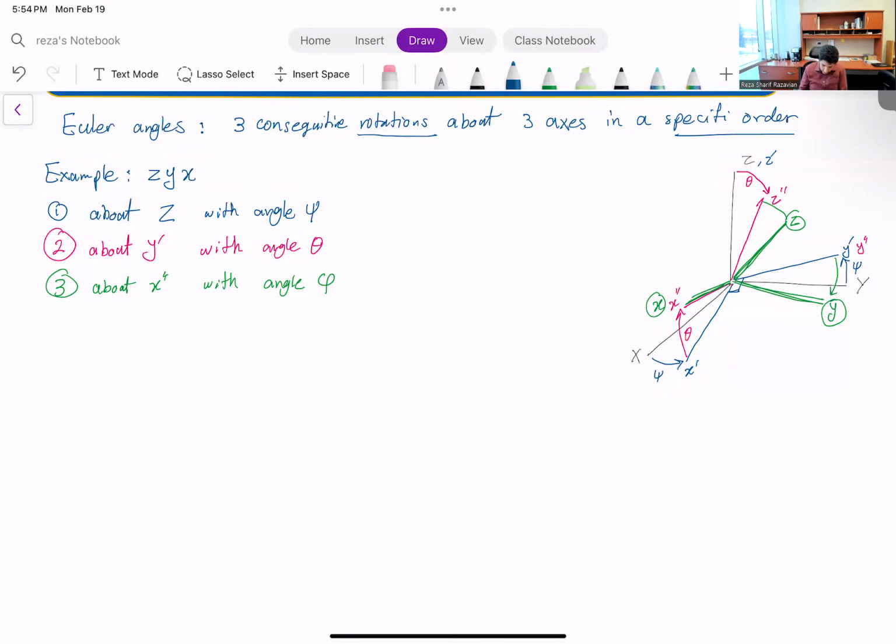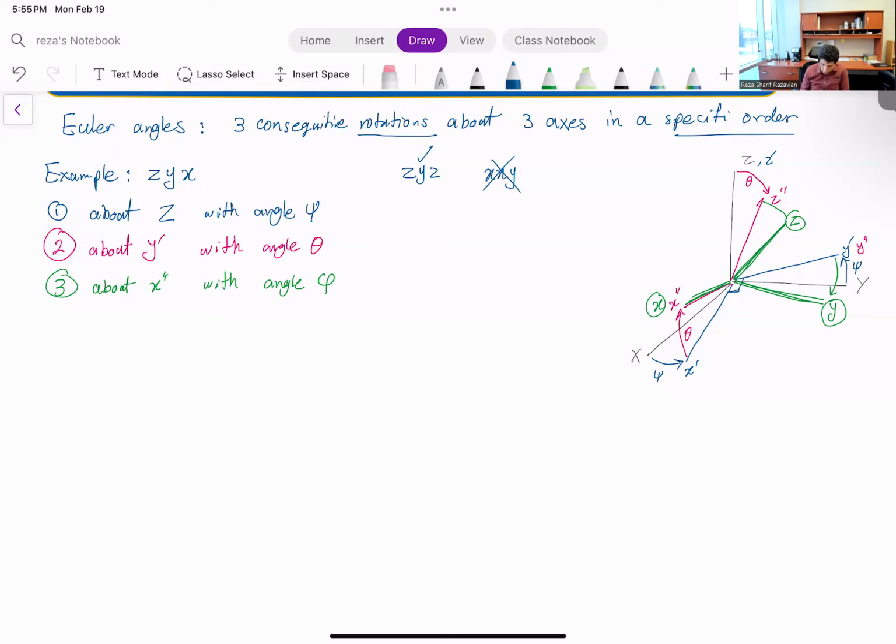A few things: there are many choices for the sequence, and they don't have to be just x, y, and z. Not all of them have to exist. Z, y, z is valid, but you cannot do x, x, y because it doesn't make a lot of sense. You have to switch to something else at a minimum. So this one doesn't work. This one is valid.